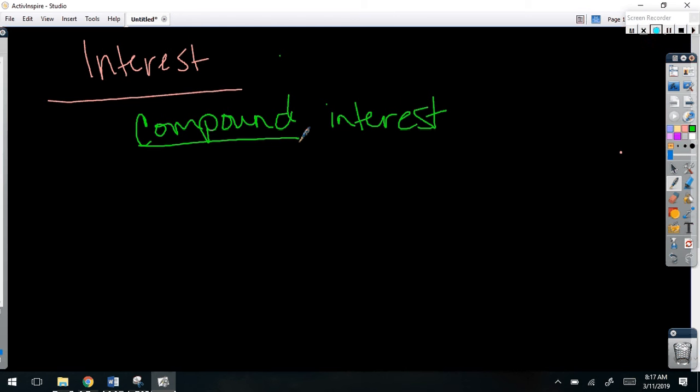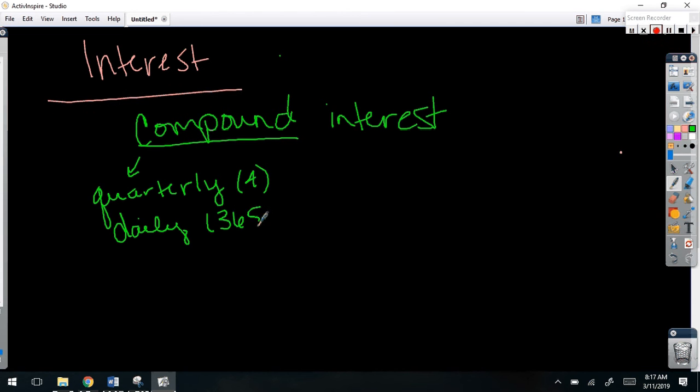So, for instance, I could say that it's compounded quarterly. How many times per year would that be? 4. I could say that it's compounded daily. How many times per year would that be? I could say weekly. 52. You see where I'm going with this? But the bigger that number gets, the closer it gets to compounded continuously. And so these are two different formulas that I'm going to give you.